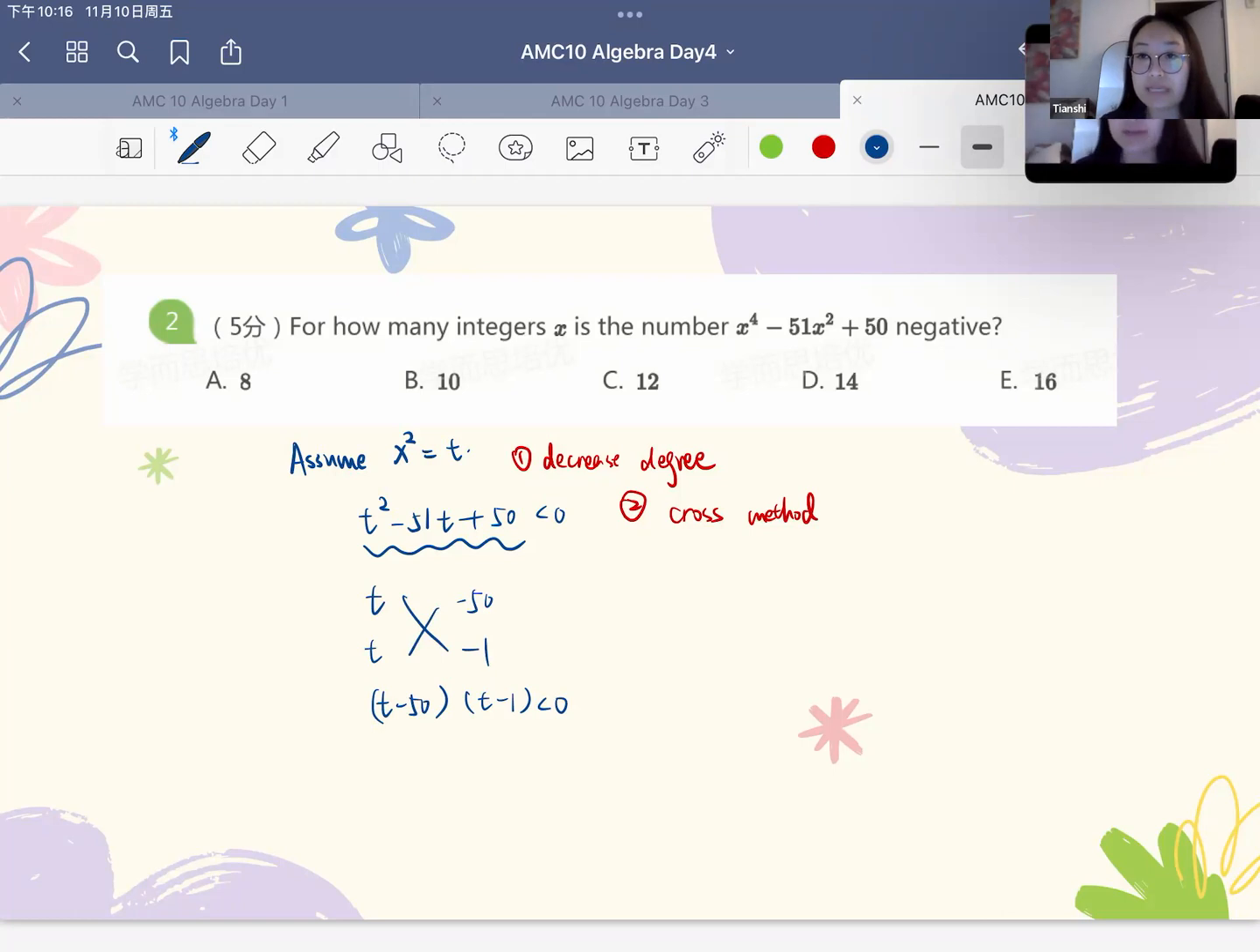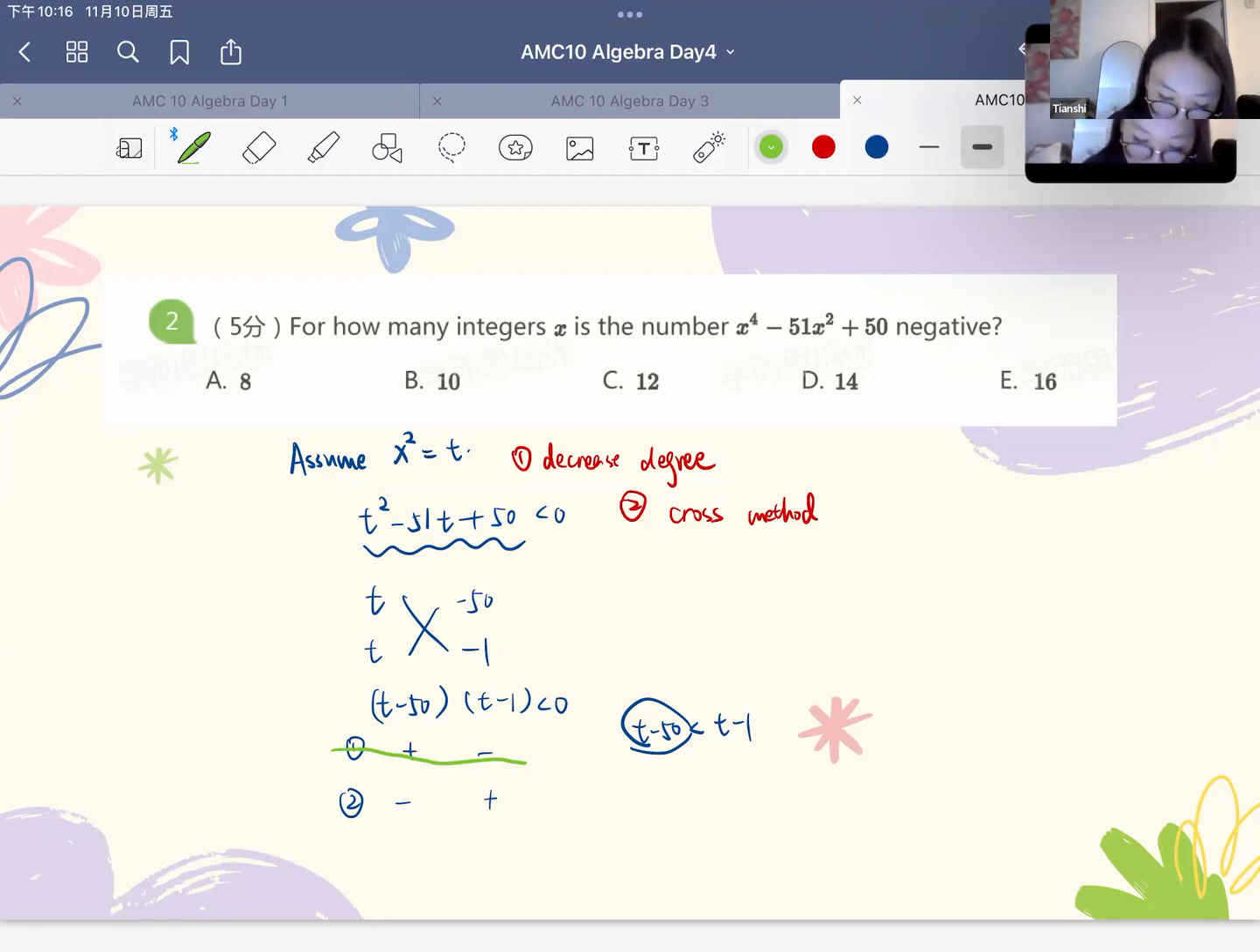In order for this product to have a negative value, it can be either positive times negative, or negative times positive, right? Is it possible for t minus 50 to be larger than 0 and t minus 1 to be negative? This is not possible because t minus 50 has to be smaller than t minus 1. If one of these two parentheses is going to be negative, it has to be t minus 50. So the first scenario does not exist. The only possible scenario is the second: t minus 50 is smaller than 0 and t minus 1 is larger than 0.